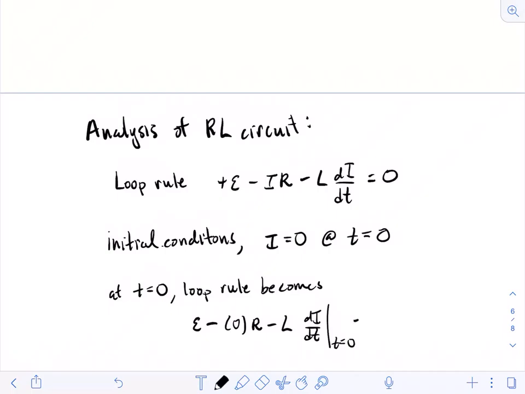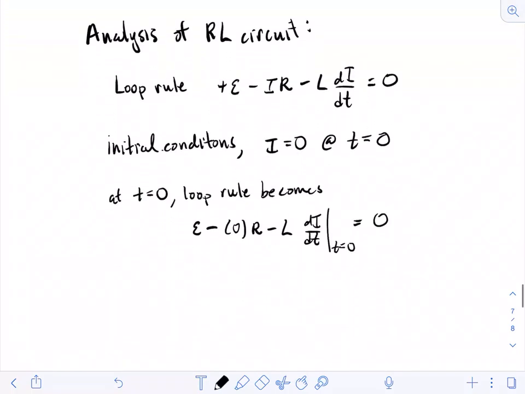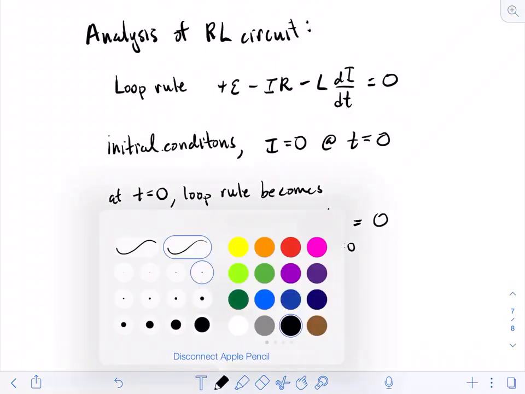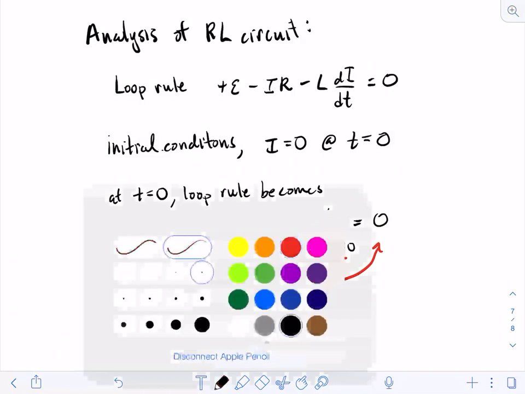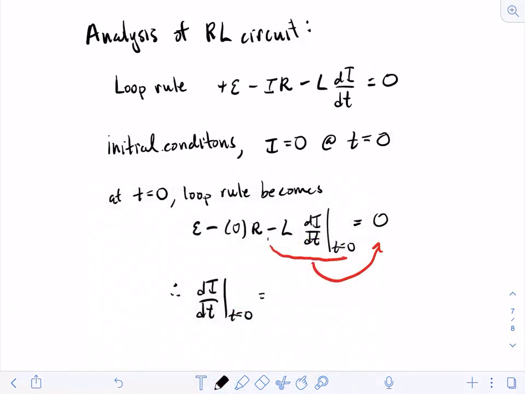We don't know that value, but whatever it is, our loop rule still must be equal to 0, and therefore we can solve for di/dt at the time t equals 0. We just take the minus L di/dt at t equals 0, move it to the other side, and then divide by the L, and what we're going to find is that that's just equal to the battery EMF divided by L.